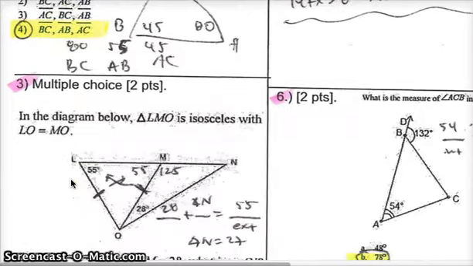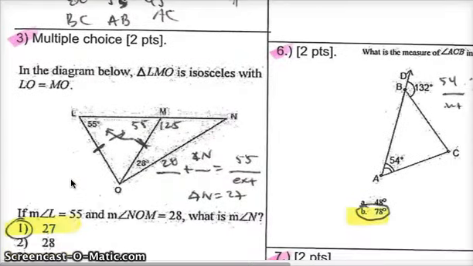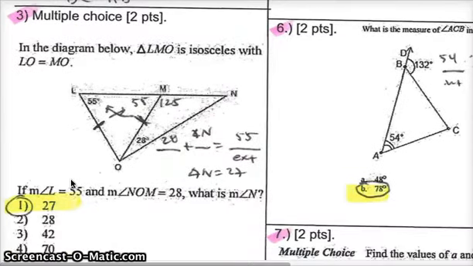Question number 3, multiple choice. A lot of students miss this question. I would assume that this type of question would be on your final. In the diagram below, triangle LMO is isosceles with LO equal to MO. So if you don't know what isosceles means, they actually tell you the important information they want. They tell you the two congruent sides. So LO, there's my congruent mark, and MO, there's my other congruent mark.